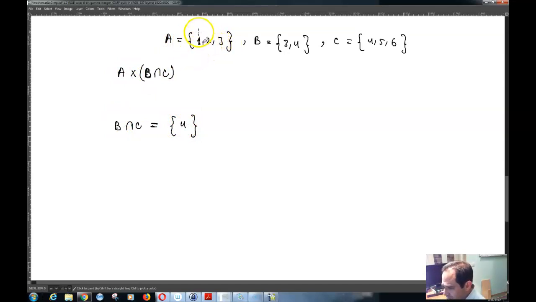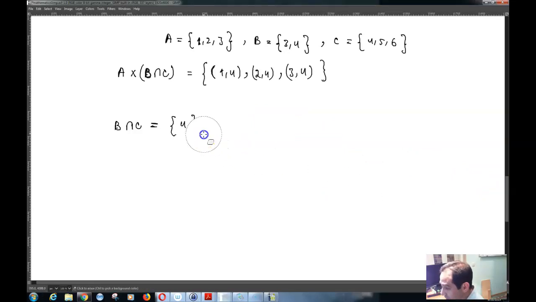So now B intersection C is 4 and A is 1, 2, and 3. And now the Cartesian product of A and this set is a set of ordered pairs, and first you need to take the first element from this set A. So you have 1, 4, you have 2, 4, and you have 3, 4. That is basically that.